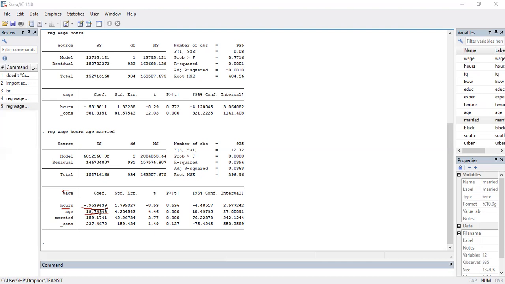Yes, please. So that's how we do the interpretation.